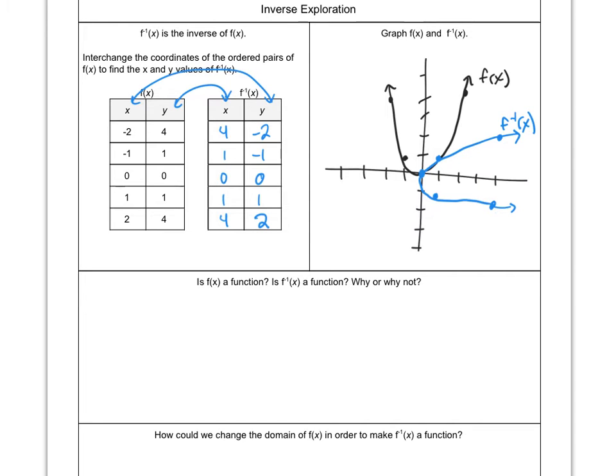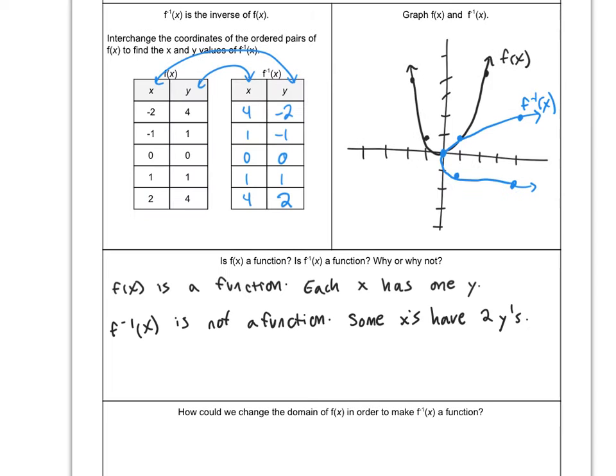So here's a question for you. Think about it and then pause the video. Is f of x a function? Is the inverse of f of x a function? What do you think? Pause the video and think about it for a minute. So we would say that f of x is a function, but that its inverse is not a function.